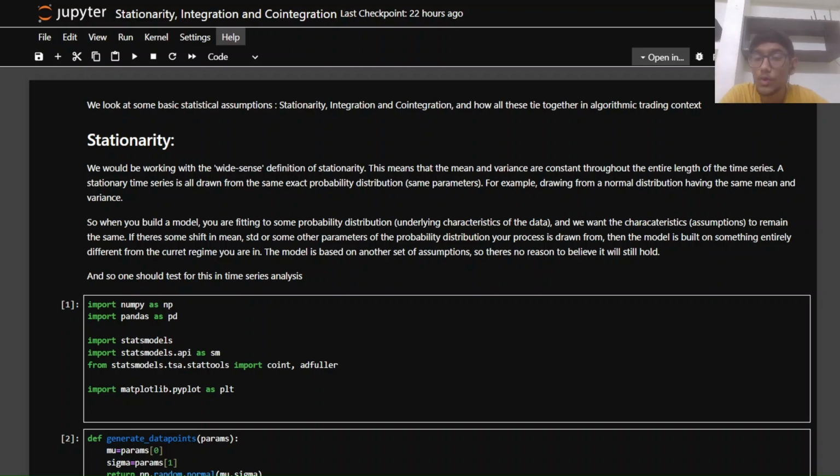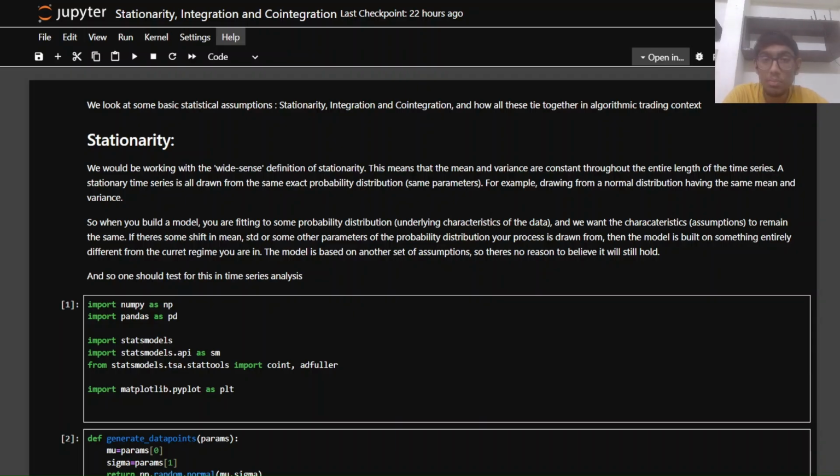Hello all. In this video, we'll be looking at some very basic statistical assumptions, namely stationarity, integration and cointegration, and how these three things tie together in the world of algorithmic trading. There's this very famous trading algorithm called the pairs trading algorithm, which uses this concept of cointegration.